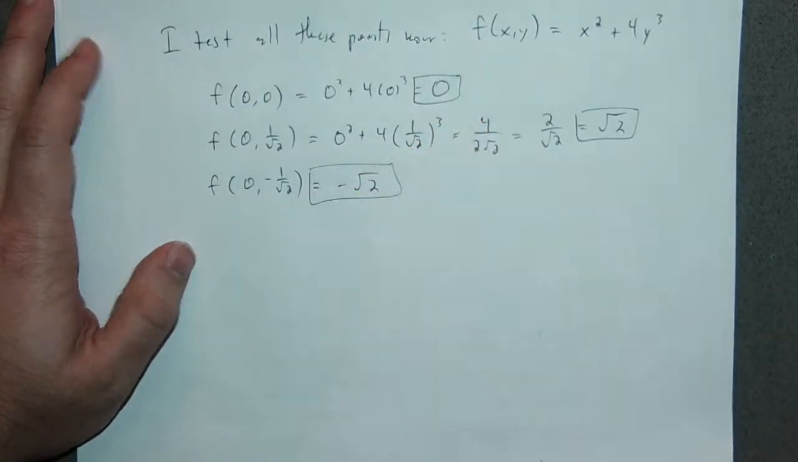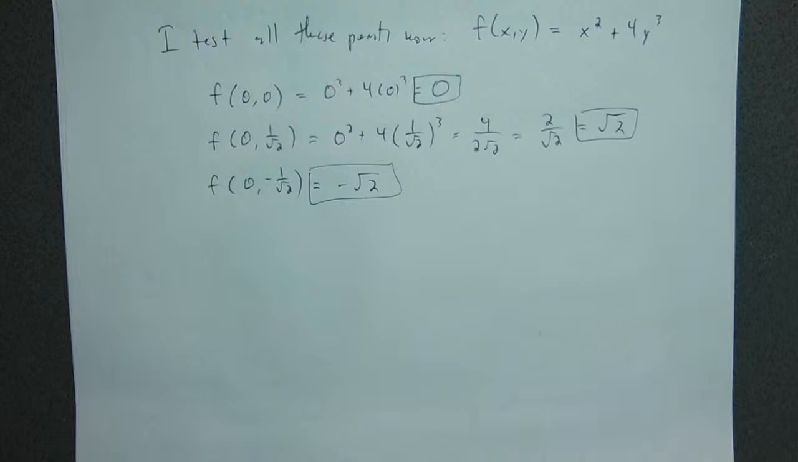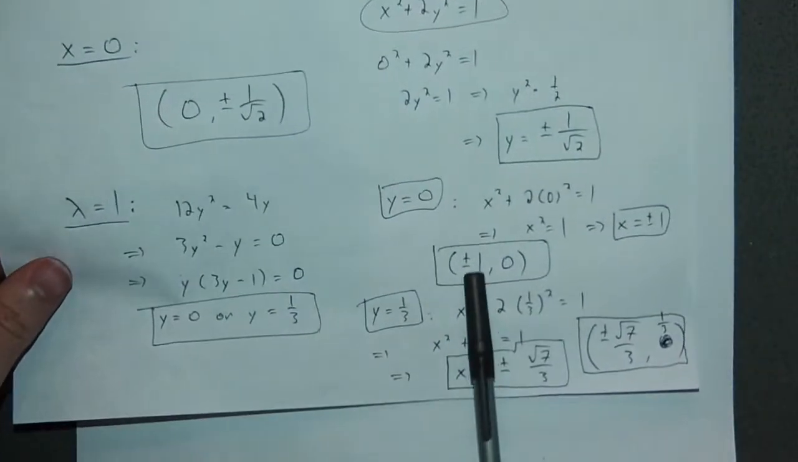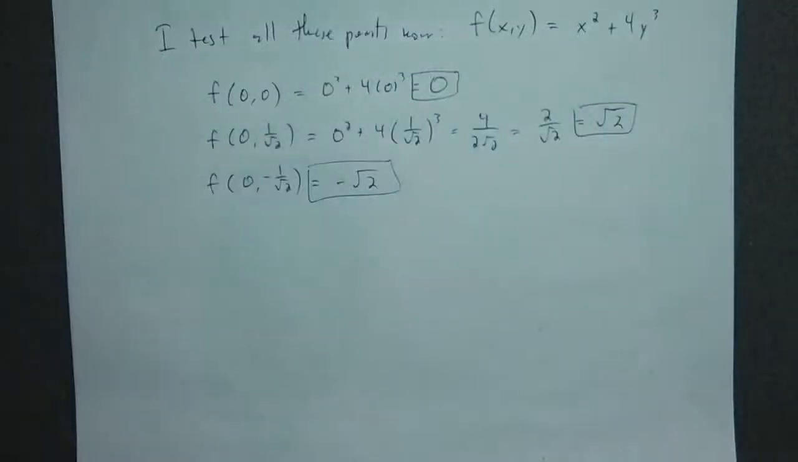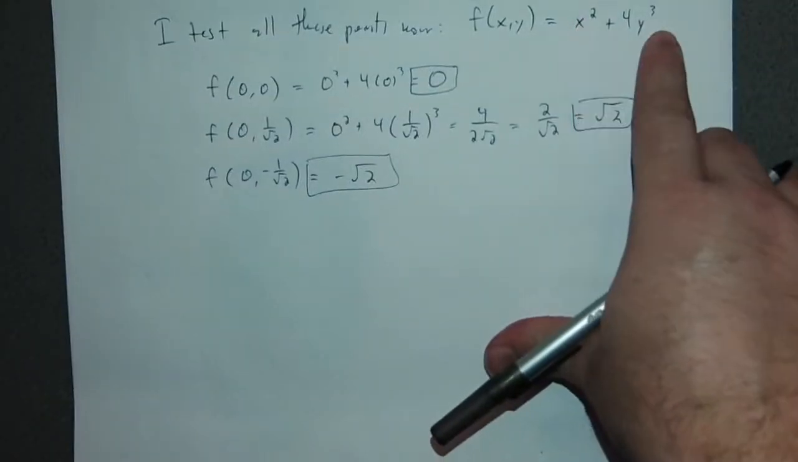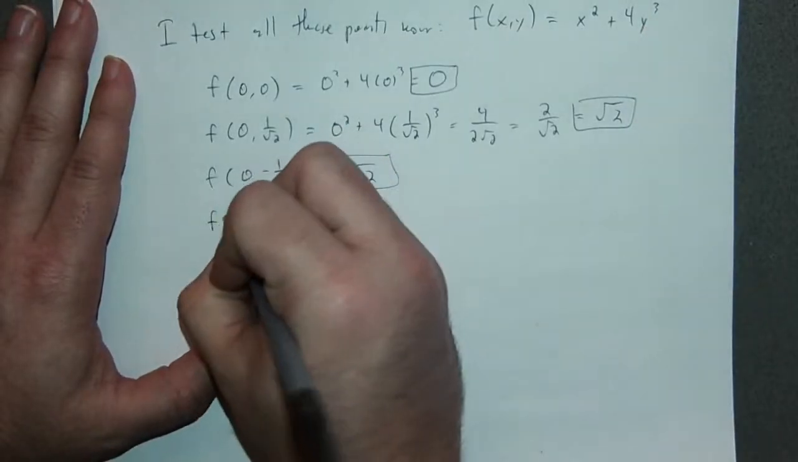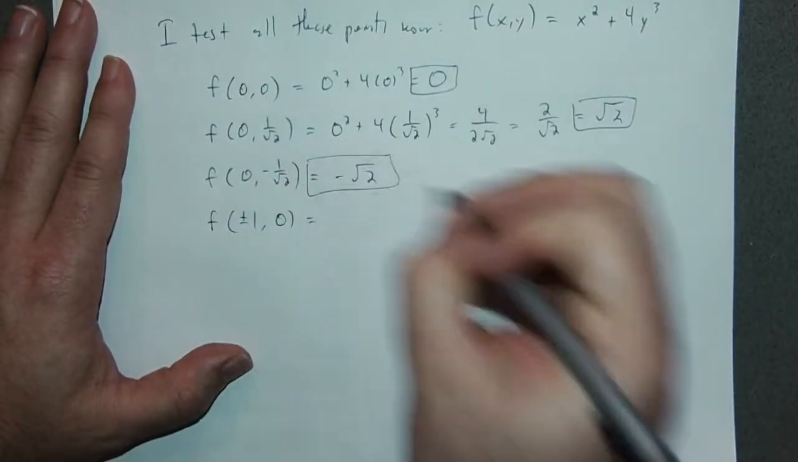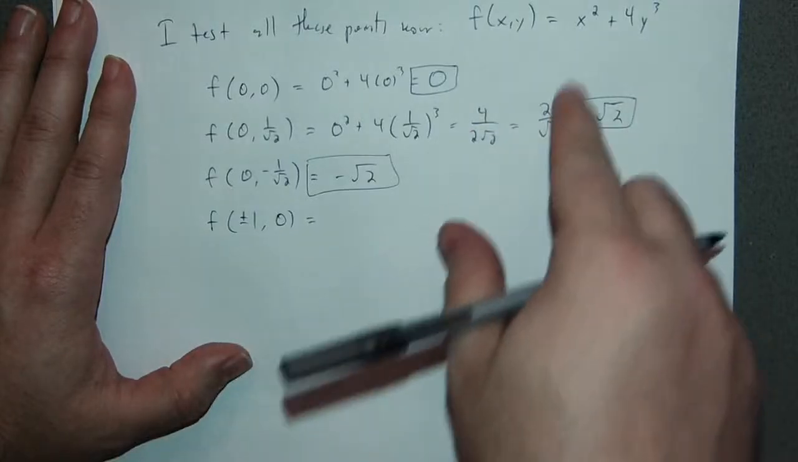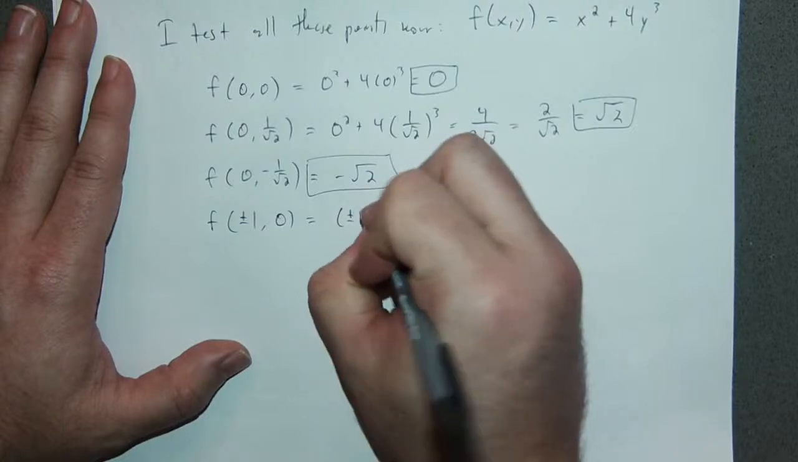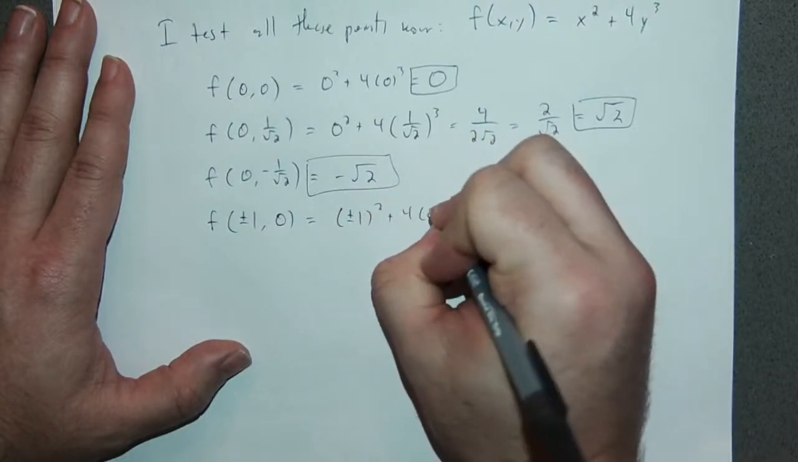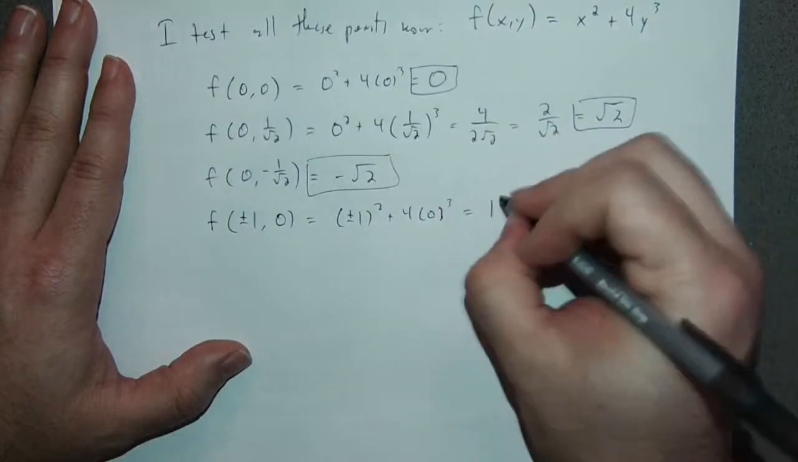Just from that. What's nice about the rest is I can be really efficient here because I'm squaring the rest, and so the plus and minus signs don't matter, right? So here I have plus minus 1, 0, and I have plus minus root 7 over 3 and 1/3. I'm squaring both of those things because the x slot gets squared while the y slot gets cubed. So this is f of plus minus 1, 0, so I can do that at the same time. So this is going to be plus minus 1 squared plus 4 times 0 cubed. So that is just 1 in both cases.